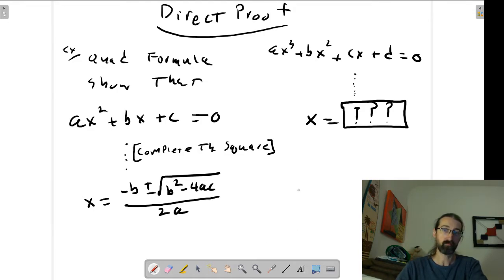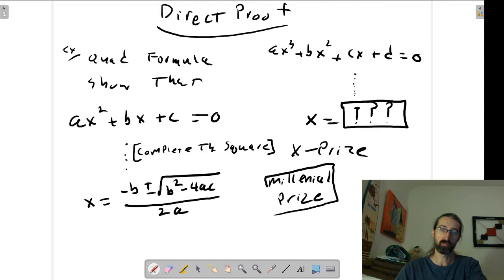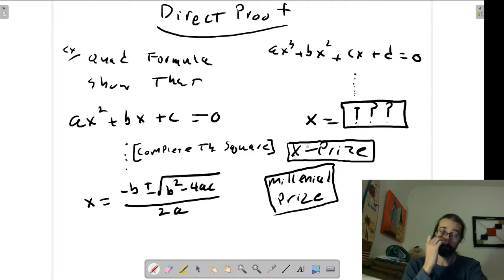They're called the X Prize, or the Millennium Prize. If you want to look up those proofs, see if you can solve one of those. Millennium Prize in math. Could be worth your while. So a direct proof is just something like the quadratic formula. Again, you could do some research about some other direct proofs, and if you want to demonstrate one of those, that's fine. But there aren't very many, and they're not very interesting.